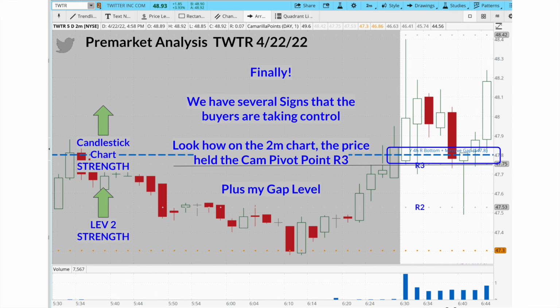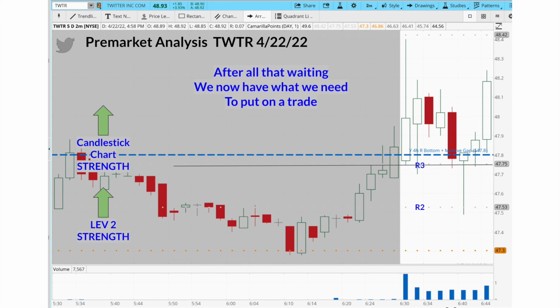Look how it held the R3. Plus, you could also argue that it held my gap level there too, very, very close to it. After all that waiting, now we have what we need to put on a trade. Strength tells us buy long. All right, so depending on how anticipatory you want to be, you can go in at 47.90 if you're feeling it. You can go in once this candle closes, or you can go a little before it closes, which is what I've got indicated here, with a stop at my gap level of 47.80, which is just below the low of that candle. So that's a pretty solid stop point.